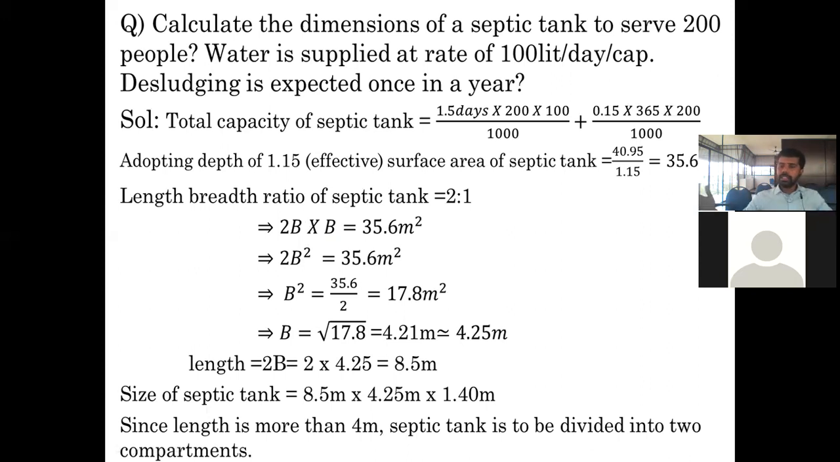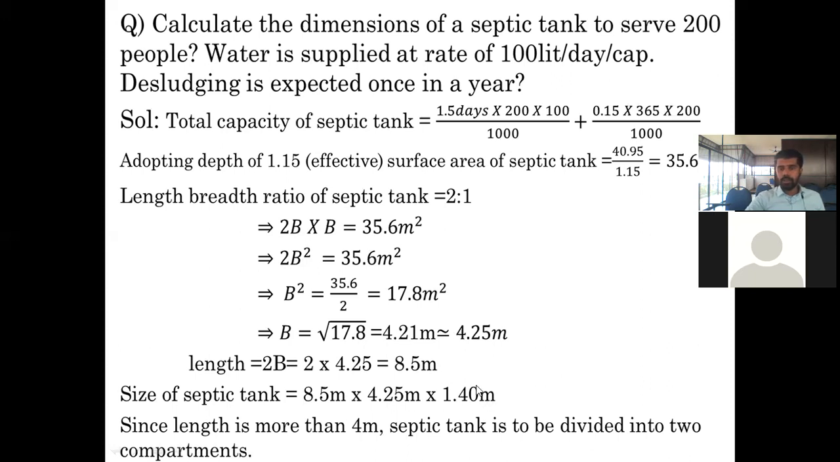So what will be the length? 2 times the breadth, correct, because the ratio is 2:1. So you already got breadth 4.25. So the length will be 2 times the breadth. It will be 2 into 4.25, which is 8.5. So the size of the tank you can take as 8.5 into 4.25 into 1.4 meter.